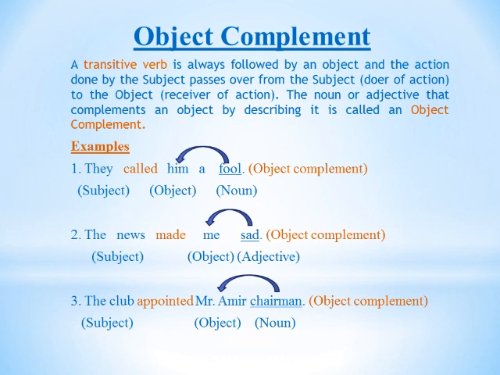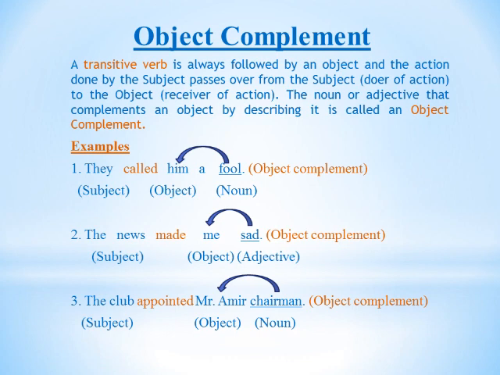Number 1. They called him a fool. In this sentence, called is the transitive verb followed by the object him, whereas fool is the noun that modifies the object. Therefore, fool is the object complement in this sentence. See example sentence number 2. The news made me sad. Here, made is the transitive verb followed by the object me, whereas sad is the adjective that modifies the object me. Therefore, sad is the object complement in this sentence.